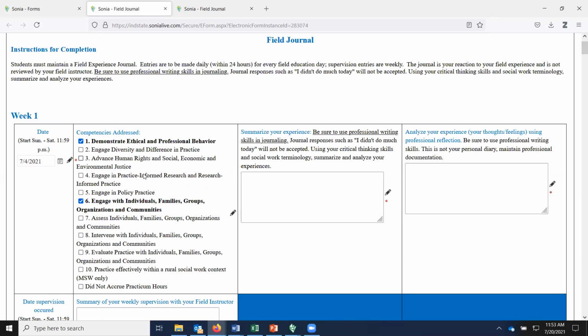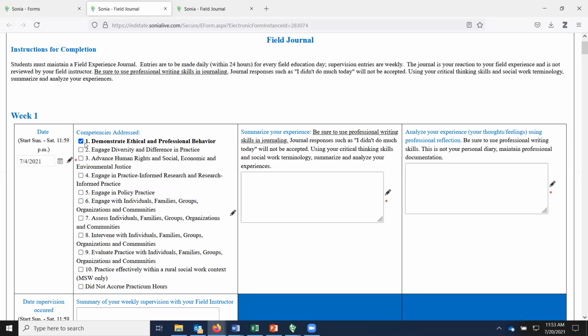Now, just because I'm clicking that I have addressed these competencies doesn't mean that I've completed them on my learning plan, or that I marked off any tasks on my learning plan or on any assignments. This really is just looking at the competencies that you have discussed and worked on, such as engaging with families and individuals. Maybe you've had a conversation about ethical and professional behavior. So you can click whatever is appropriate here.